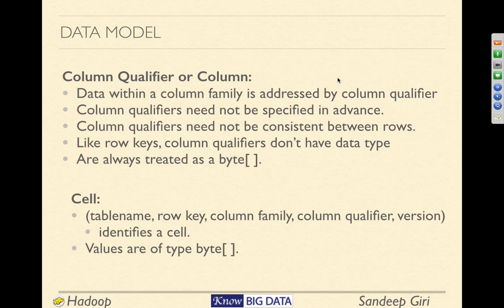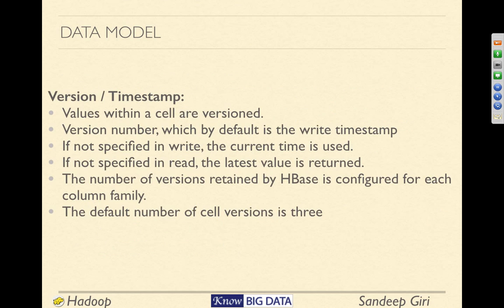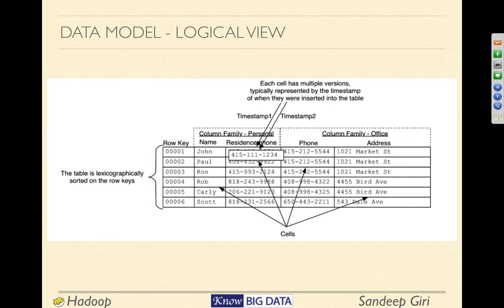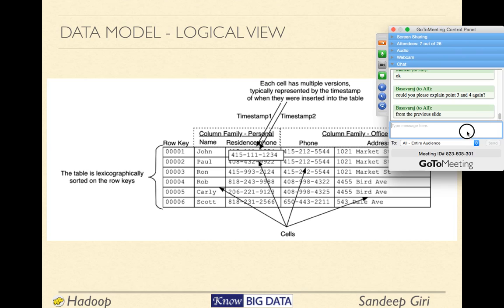And what is a cell? Cell is the value where we put the data. Cell is the one which is identified. As a visualization, you have a table. Table is containing column families. There is a column family called personal and a column family called office.